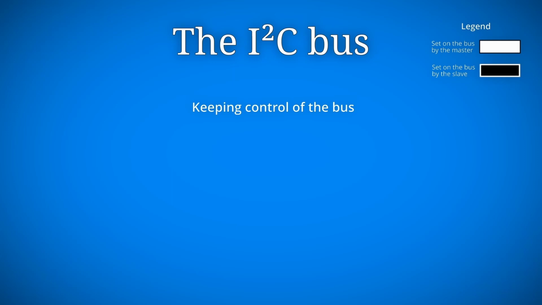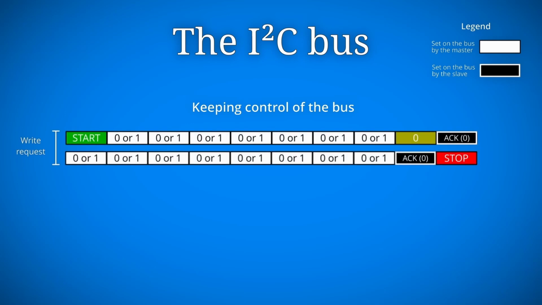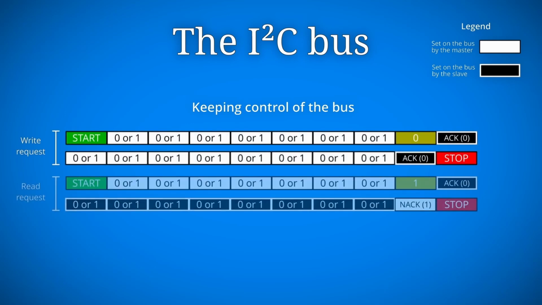The I²C protocol allows a master to keep control of the bus between two requests. If a master wants to do a write request followed by a read request without risking losing control of the bus at the end of the first request, it can keep control of the bus by not ending the first request by a stop signal. This way, the other masters don't see the stop signal and won't try to use the bus.